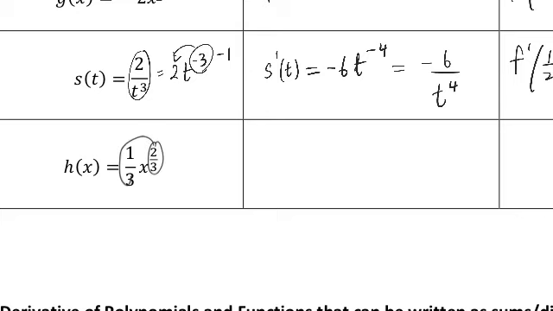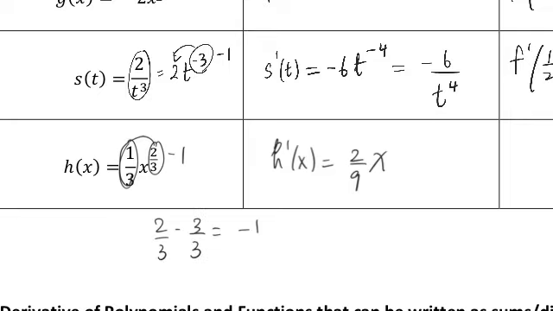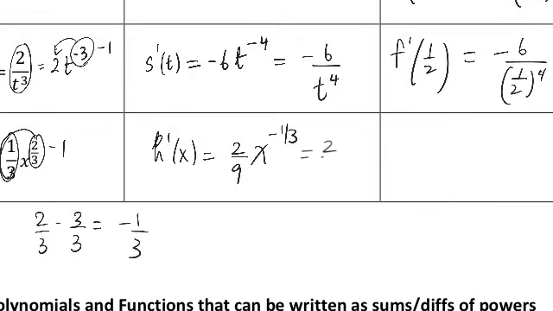Last one here, 1/3 x to the 2/3. 2/3 is going to multiply the 1/3 to give you 2/9. So for h prime of x, we say 2/9, and then x to the 2/3 minus 1. Don't let the fractions get you. That's equal to negative 1/3. And this is the same as 2 over 9 x to the 1/3. Also recognize that that's the same as saying 2 over 9 cube roots of x.